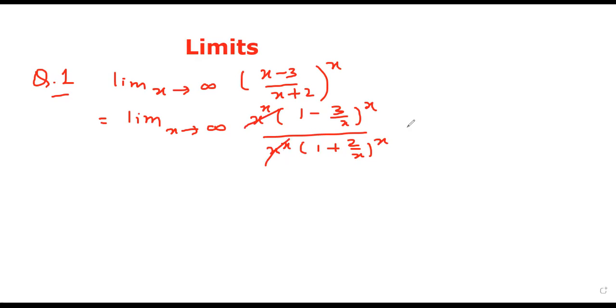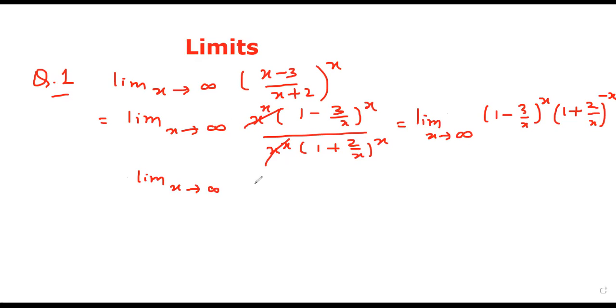X power x will cancel out and we will be left with limit x tends to infinity (1 minus 3 upon x) power x, and this can be written as (1 plus 2 upon x) power minus x. Now we know that limit x tends to infinity (1 plus a upon x) power x equal to e power a. So (1 minus 3 upon x) power x will become e power minus 3.